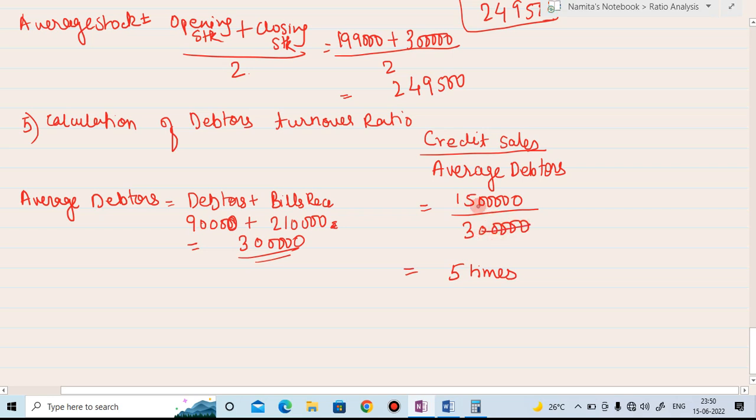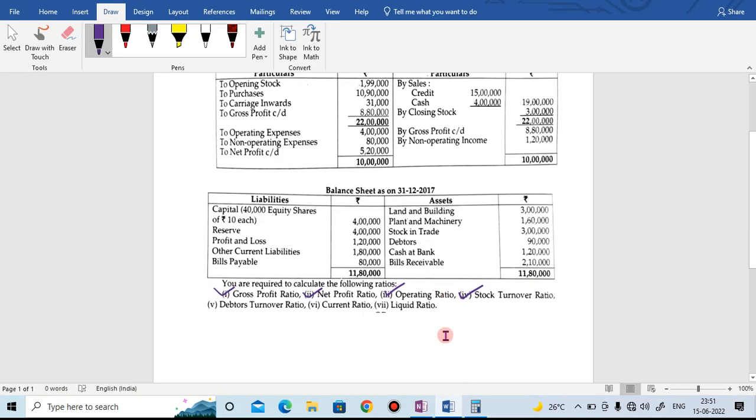Okay, this 0 gets cancelled. 3 ones are 3, 5 3s are 15. So 5 times is the debtors turnover ratio. So debtors turnover ratio is equal to 5 times. Now we have calculated the debtors turnover ratio.